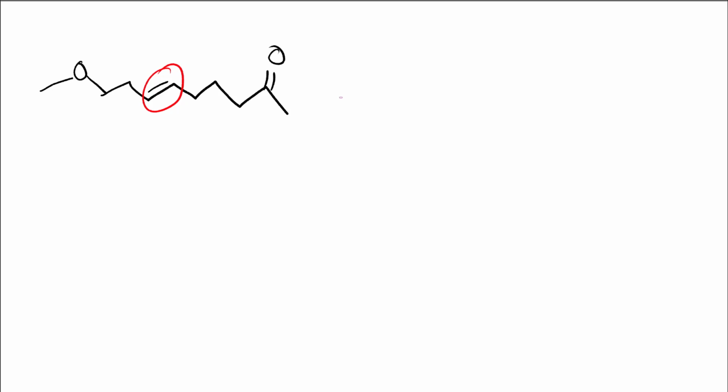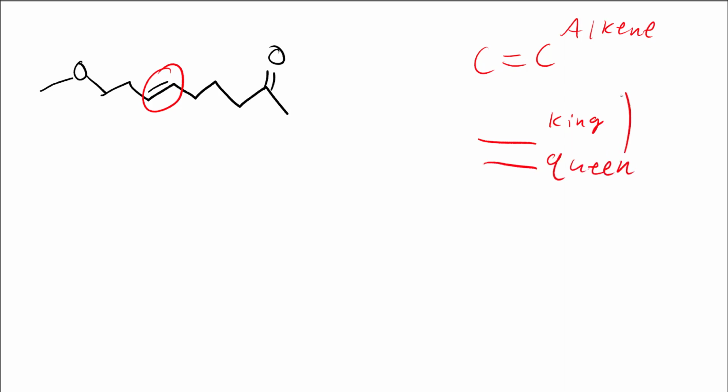It's just a carbon double bond. And a carbon double bond is called an alkene. I really butchered that one. So it's actually called alkene. And the easy way to remember that is that one bond is a king and the other bond is a queen. So king and queen, alkene.